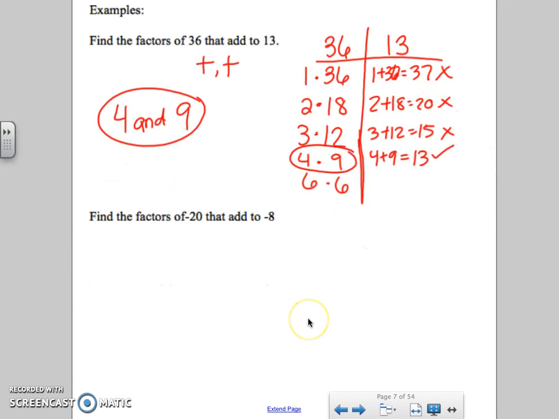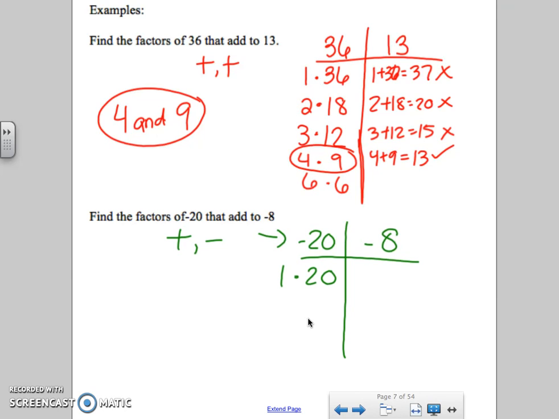Okay. Next one says find the factors of negative 20 that add to negative 8. So negative 20 is going to go on that side, and negative 8 is going on that side. So now I need to predict my signs. So if this is negative, the only time you can multiply and get a negative is when one is positive and one is negative. So I'm going to have to guess and check on this one. So first I'm going to list all the factors of 20. So 1 times 20, 2 times 10, 3 does not go into 20, 4 times 5 would be 20.